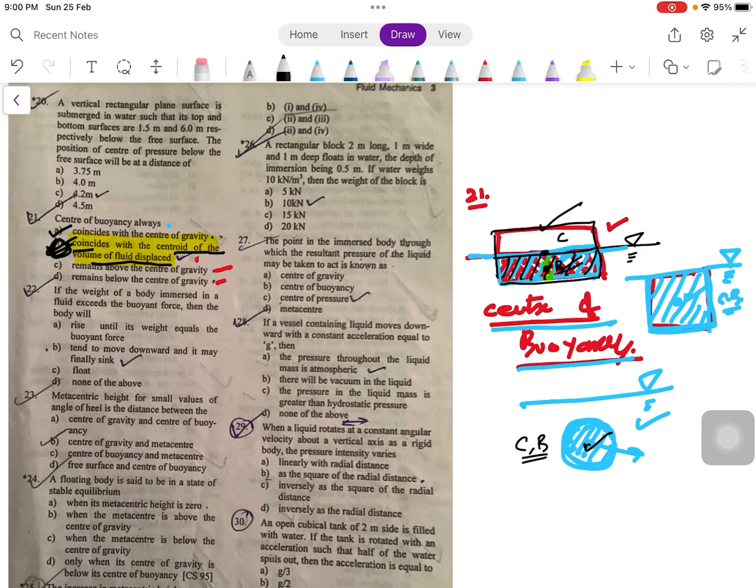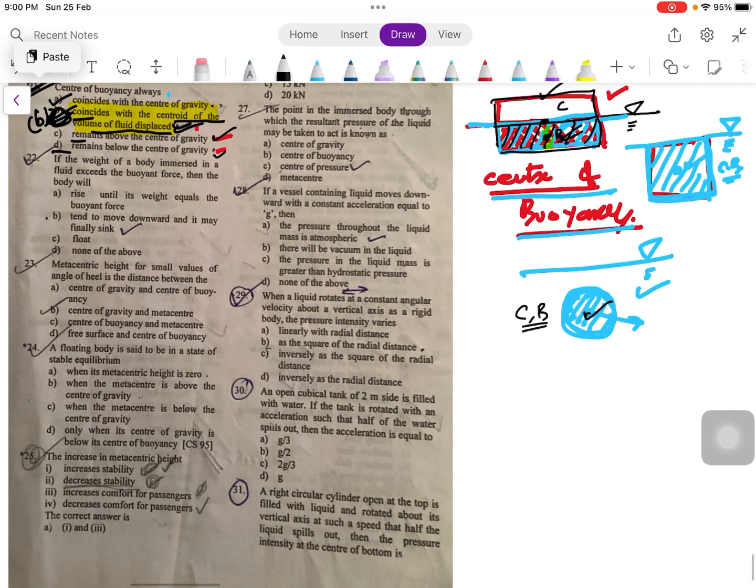Then in some cases it may remain above the center of gravity and in some cases it may remain below the center of gravity. So these are statements which are true in different cases, but this statement is always true. So option B is the right option for 21.